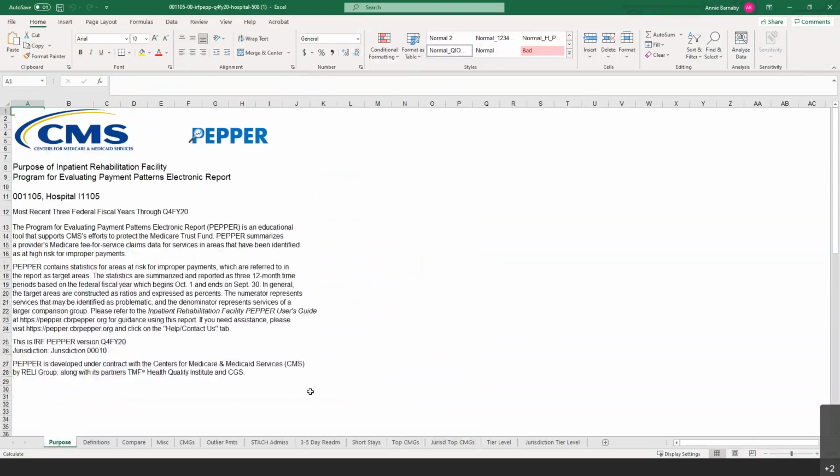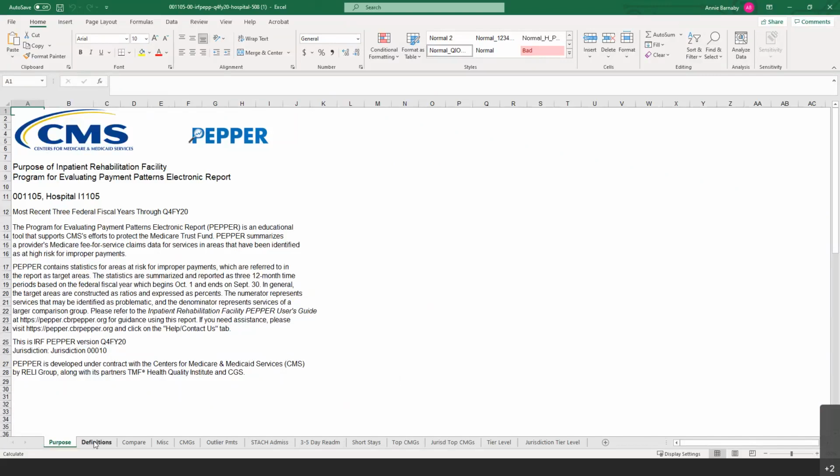Let me get to our first tab here on the PEPR. You can see this tab is labeled Purpose, and that is what the tab represents. It gives information about the PEPR program. It identifies the hospital by their hospital number. It tells you the jurisdiction that the hospital falls under, and again, it lets us know that this is the IRF PEPR version Q4 FY20.